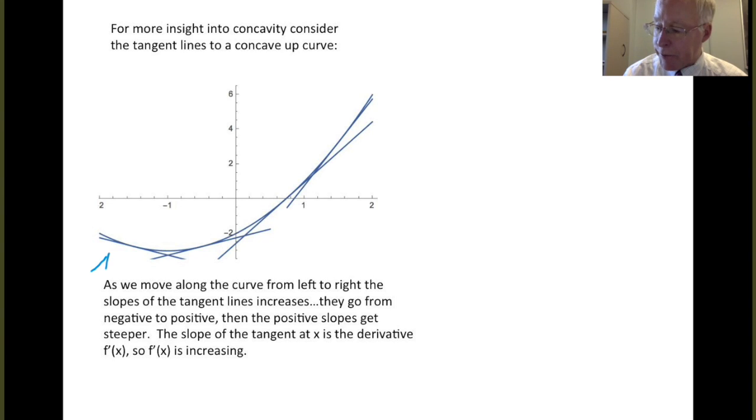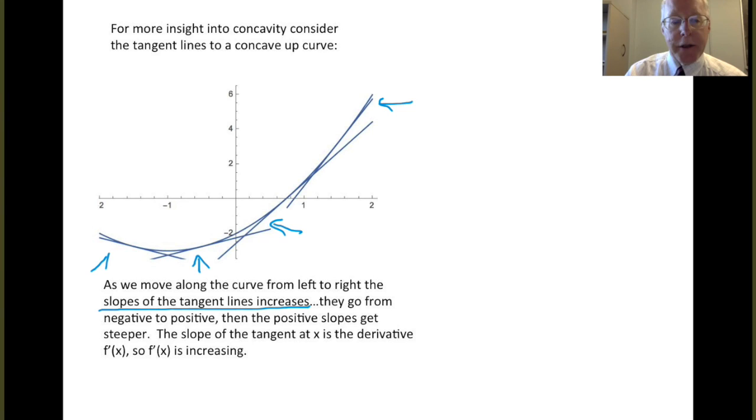the first tangent line is negative. The next tangent line we drew is positive, still pretty shallow, and then positive again but steeper, and finally positive again and very steep here. Okay. And what I want to notice here is that as we move along the curve, the slopes of these tangent lines increase. That is, they go from negative to positive, and the positive slopes get even steeper.